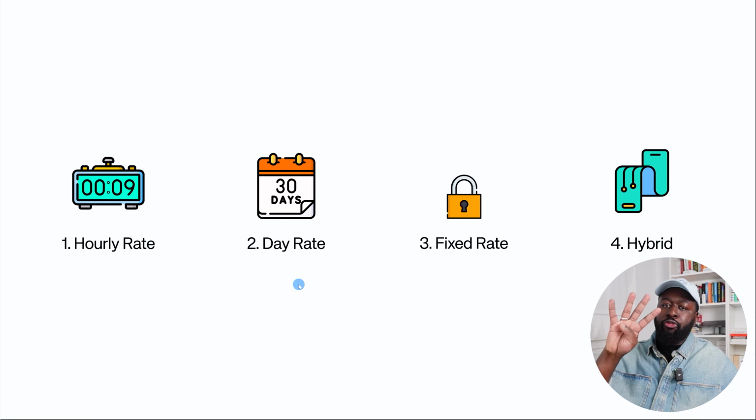So here are your 4 main options, but here's the key. You are not locked into one. For example, you can charge hourly for one client, fixed for another, and retainer for a third. So the key is basically knowing which structure fits which client and which project type. And that's exactly what I'm about to show you. I will give you 3 pro tips.